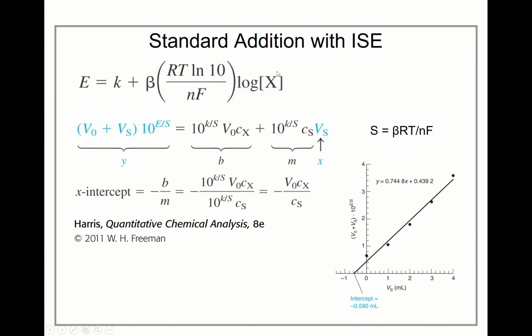Usually three techniques are used to determine unknown concentration. The first one is to set up a calibration curve, the second one is to use an internal standard, and the third one is to do the standard addition. This technique can be used with ISE. All right.